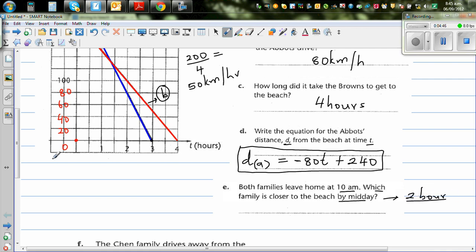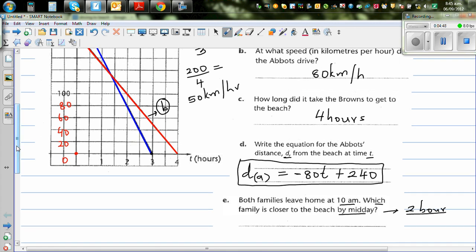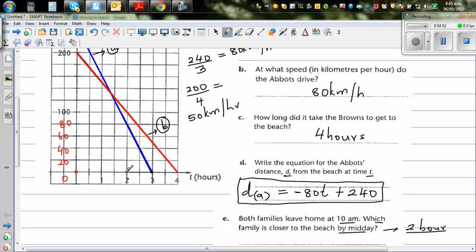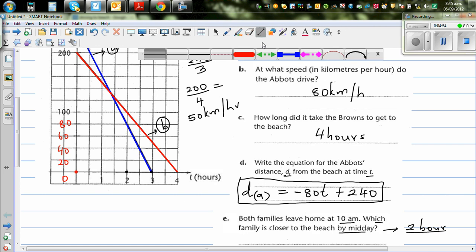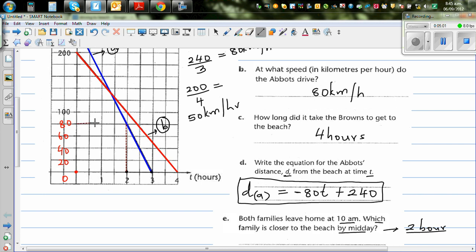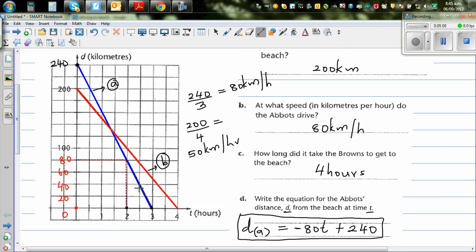Okay, so by just looking at the graph, let me draw a dot. So this is 2 hours, so this is midday. And let me draw a dotted line to explain what the answer should be. The blue line stands for the Abbots. Who does the blue line stand for? The blue is for Abbot. The Abbots are 80 kilometers away from the beach. And what about the Browns? How far away are the Browns?